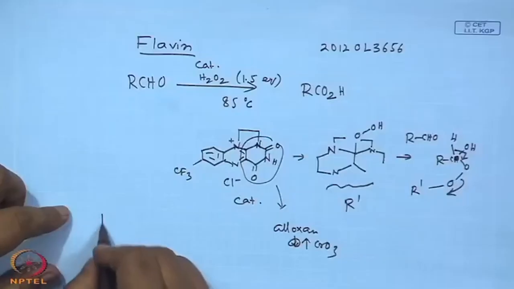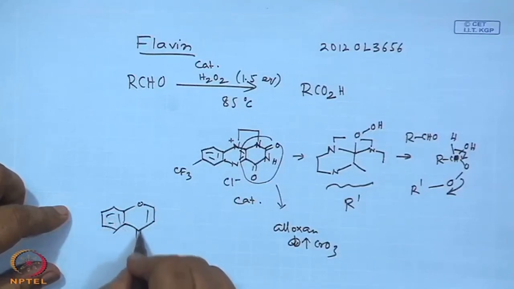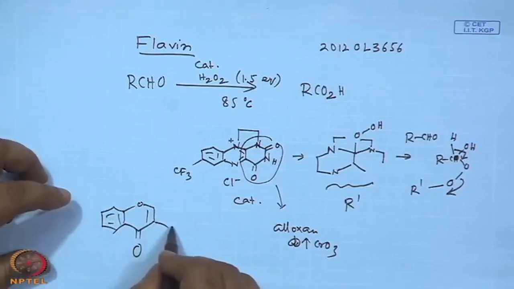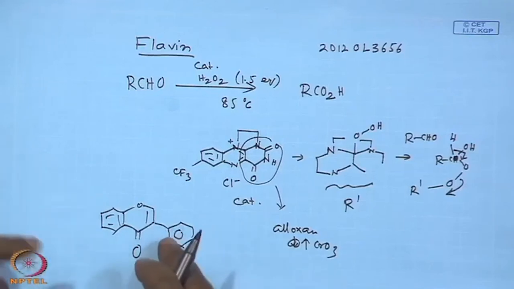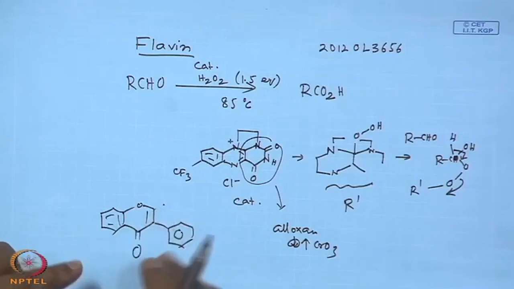There is a very commonly used word called flavone. How many of you know what flavone is? Flavone, F-L-A-V-O-N-E, green tea. People say green tea has the flavone nucleus. Anybody knows what chromone is? Chromone is something like this, and it can be of many kinds, right? Flavone is nothing but, if I have not forgotten, I think it is in the two position or three, it may be on this side also, sorry. It is a phenyl chromone, these are flavones.